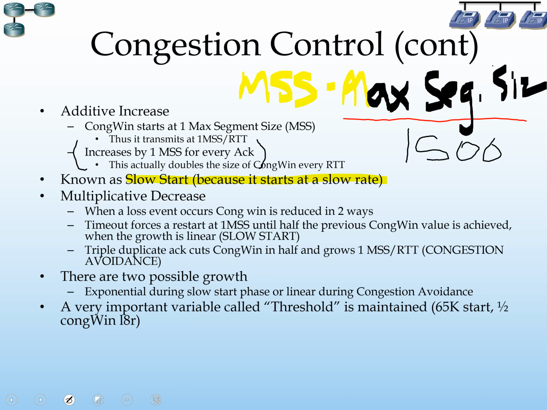There are 2 growths. We have exponential growth during our slow start phase, and we have linear growth during the congestion phase. And the key number is this threshold. That line tells us when we change over from doubling every round trip time to growing by a single MSS every round trip time.